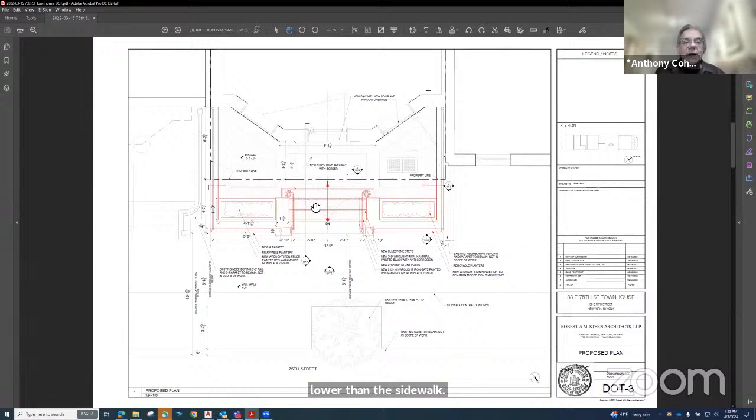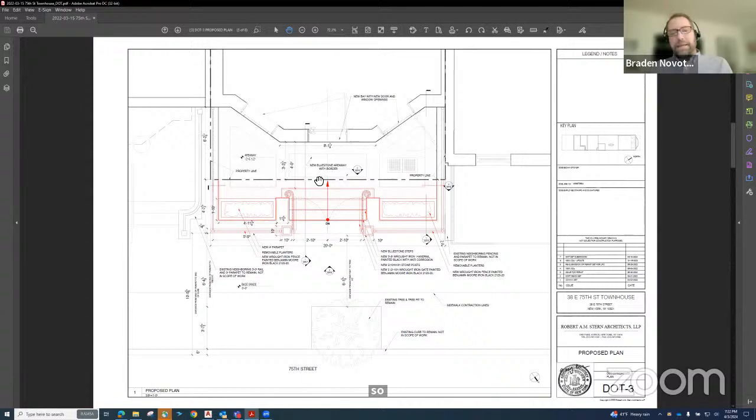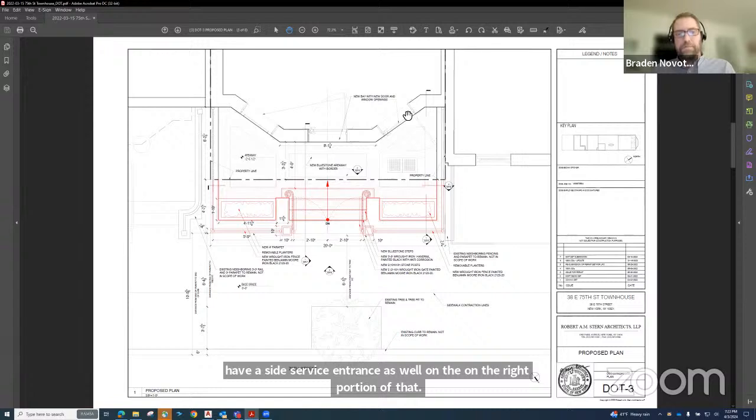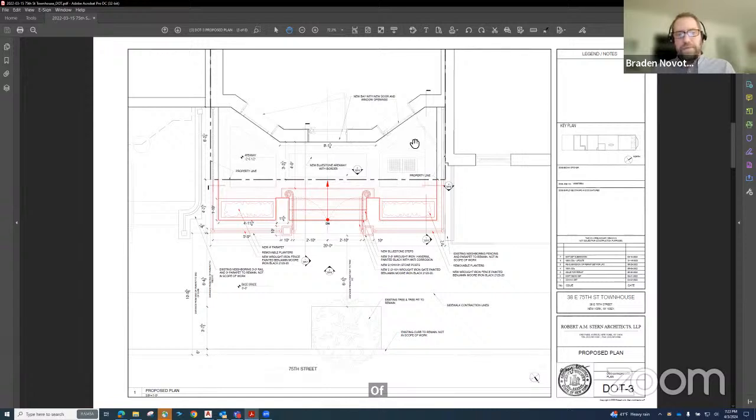But I'm sorry. Finish, please. Well, no, I just wanted to make that point. Now we do have a side service entrance as well on the right portion of that bay that also does require some area to be able to maneuver. So that's the reasoning behind pushing this out.